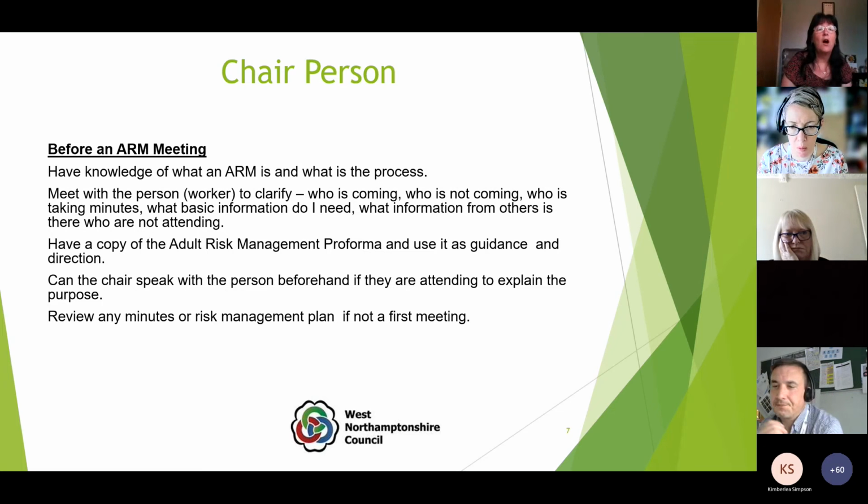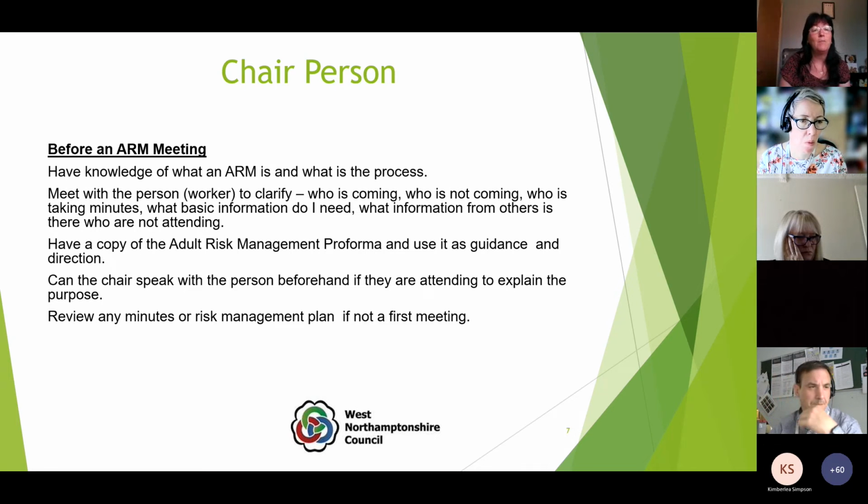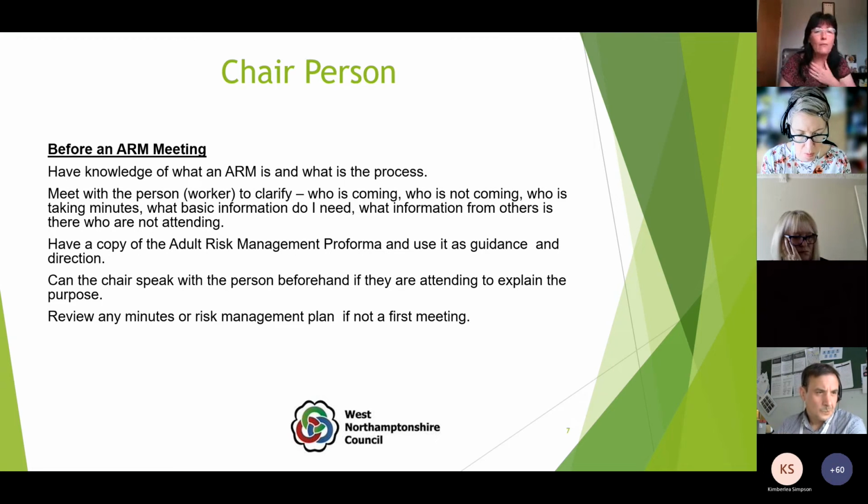Meet with the person or the worker to clarify who's coming, who's not coming, who's taking the minutes, what basic information I need as a chair, and what information there is from others who are not attending. Sometimes people aren't able to attend, so you or the person organising it may have been given something in writing. The chair needs to have knowledge of that, because it will be the chair's responsibility to put that out there and make sure it's part of the meeting.